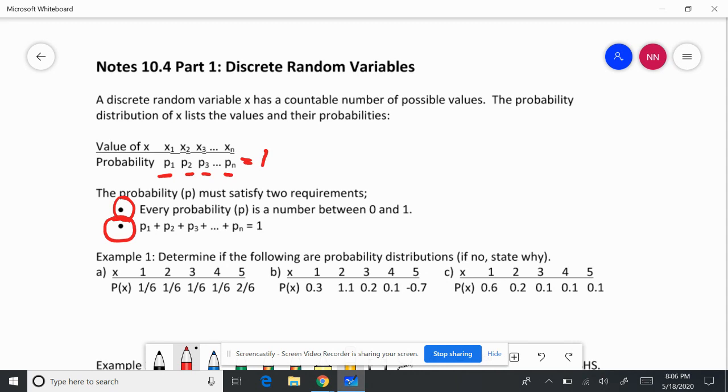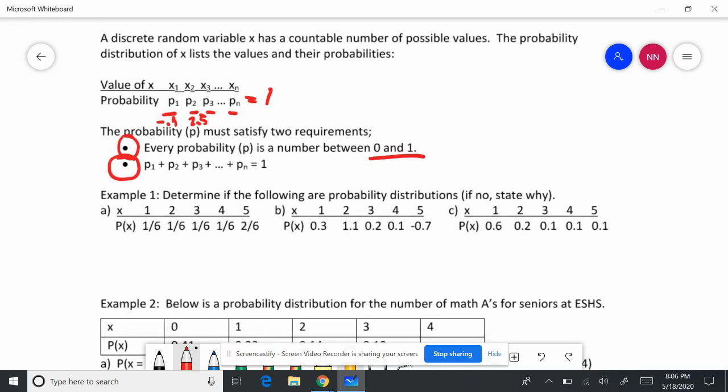Also, we can't have a probability that's a negative, and we can't have one that's over 1. So all of them have to be in between 0 and 1. Now, when we're looking at our first example, what we're going to do is decide if this probability distribution is possible or not.